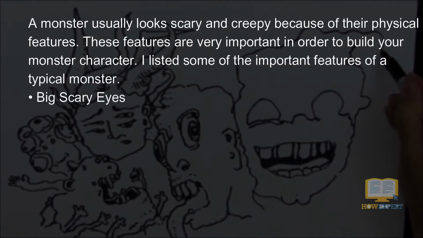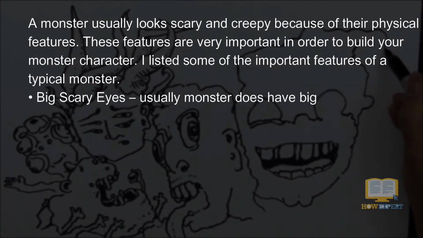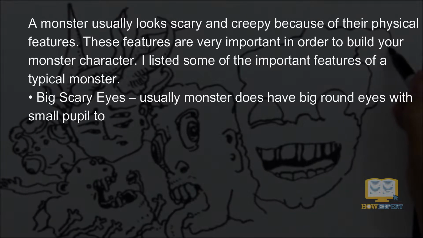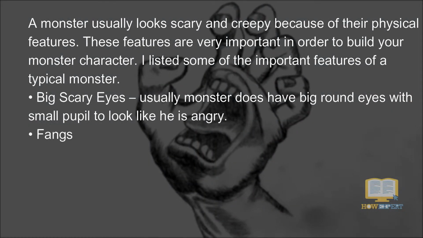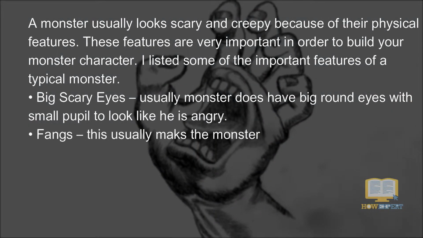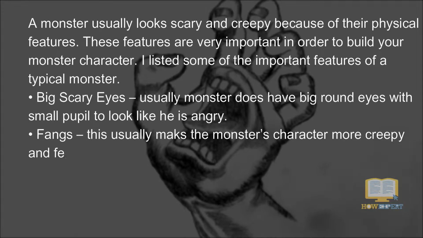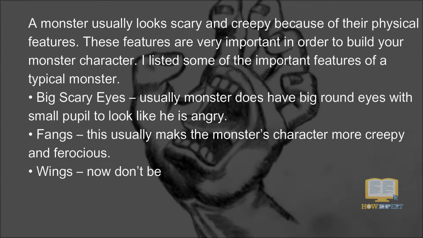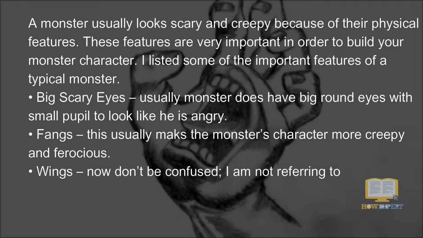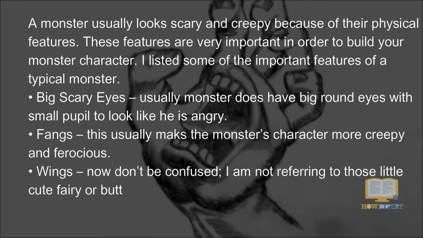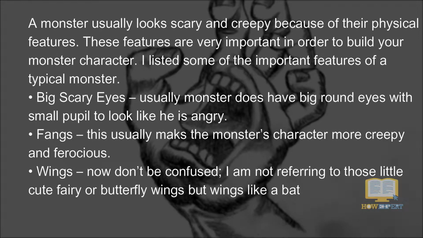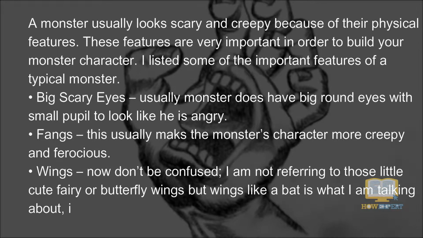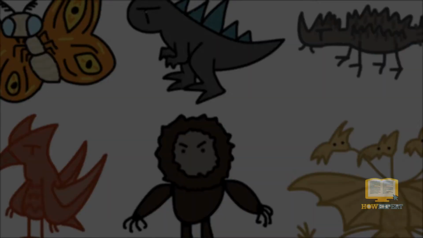Big, scary eyes. Usually a monster does have big round eyes with small pupils to look like he is angry. Fangs. This usually makes the monster's character more creepy and ferocious. Wings. Now don't be confused. I am not referring to those little cute fairy or butterfly wings, but wings like a bat is what I am talking about. It makes them stronger.